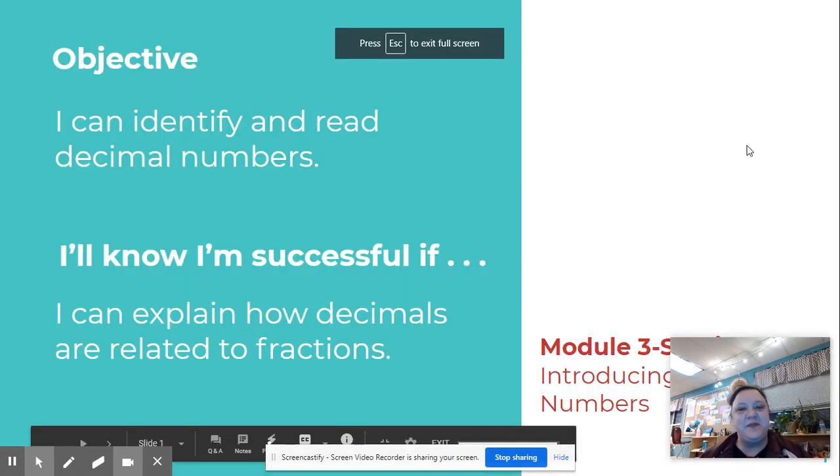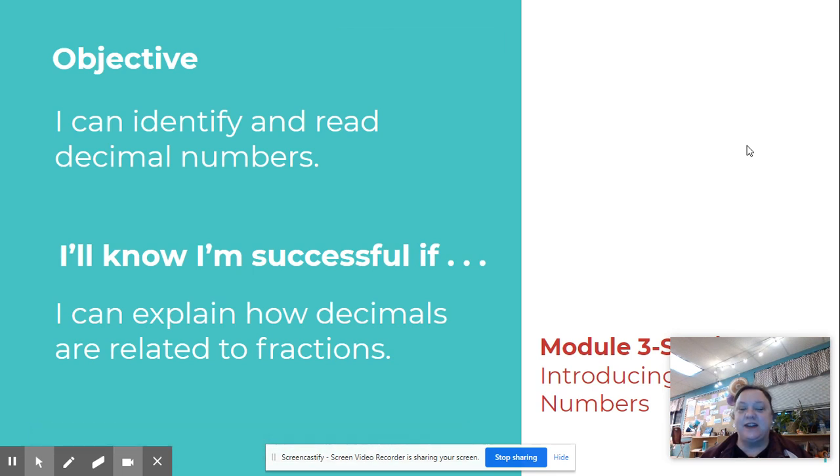Good morning, everybody. I hope you're having a great morning so far and that you're ready to talk about fractions and decimals. So the objective today: I can identify and read decimal numbers. I'll know I'm successful if I can explain how decimals are related to fractions. So today is just an introduction with decimals and thinking about fractions as decimals.